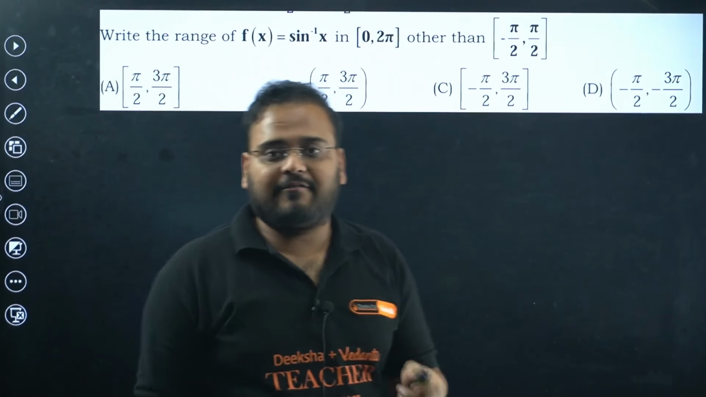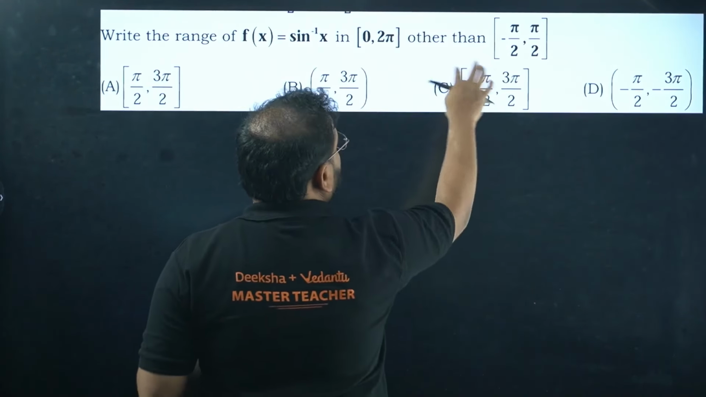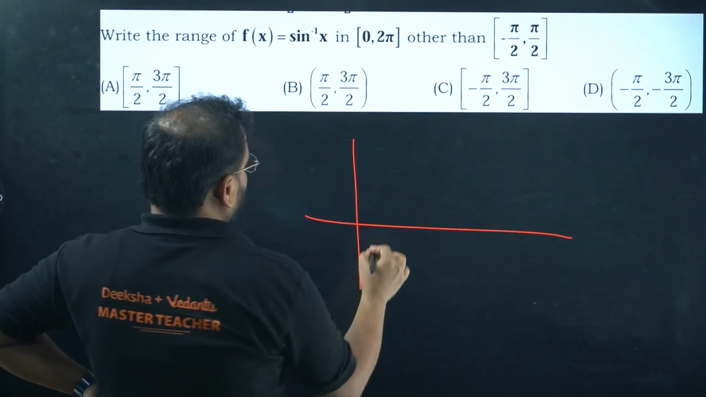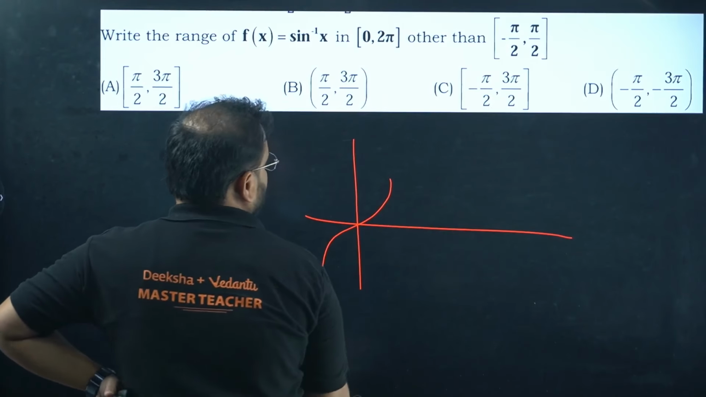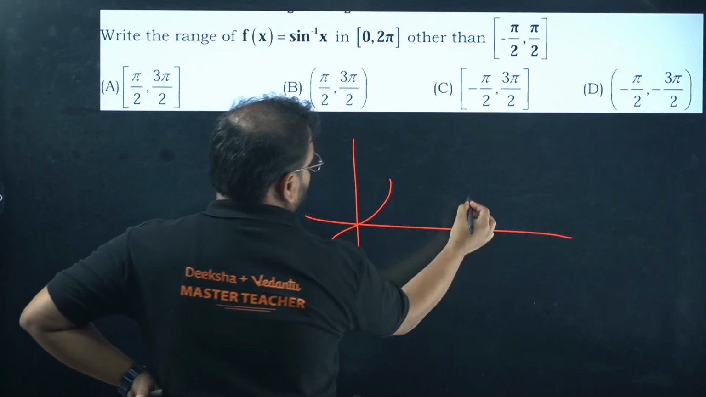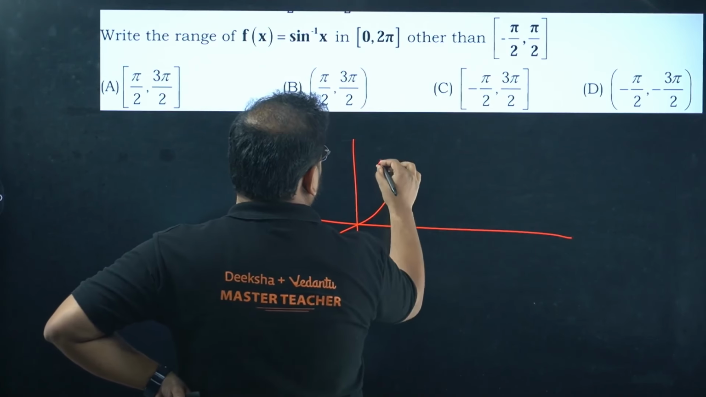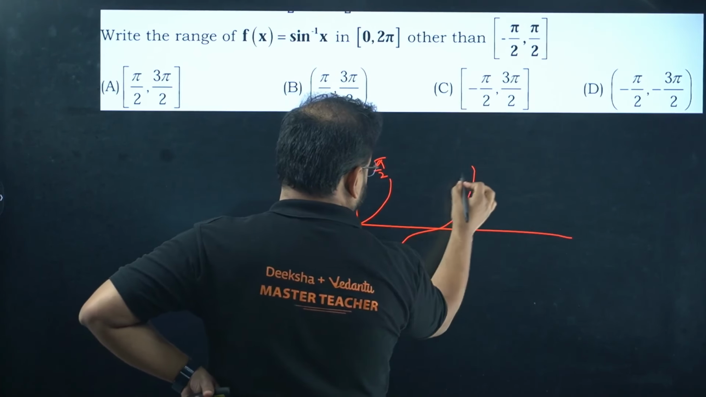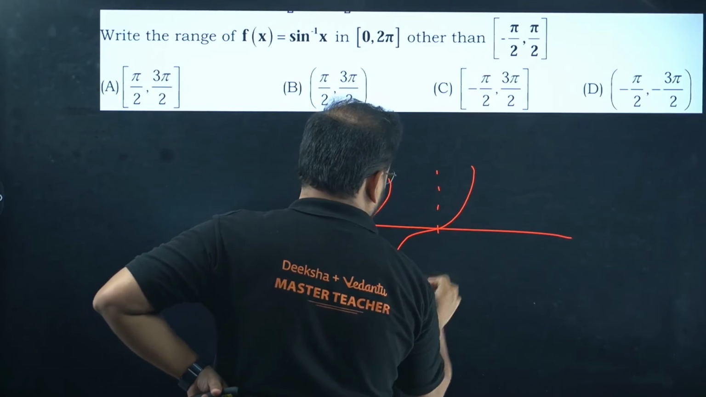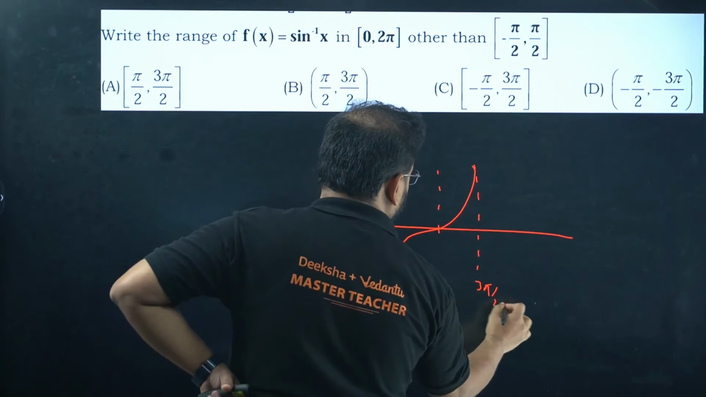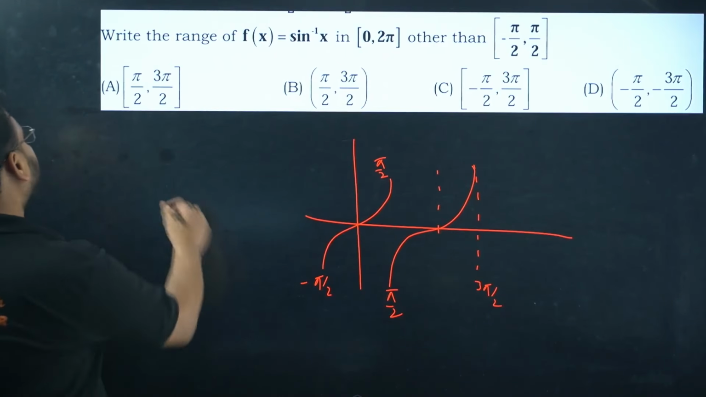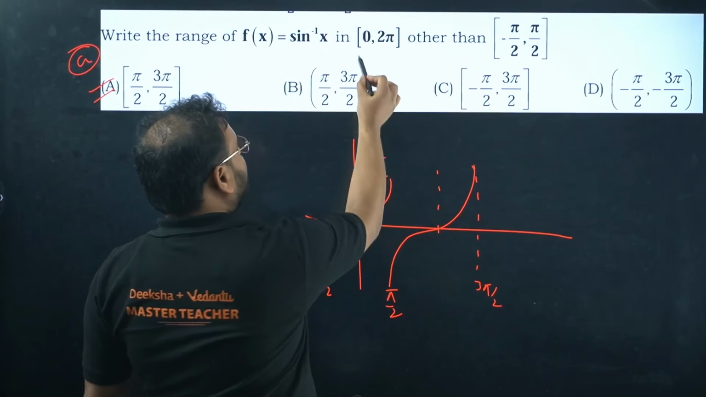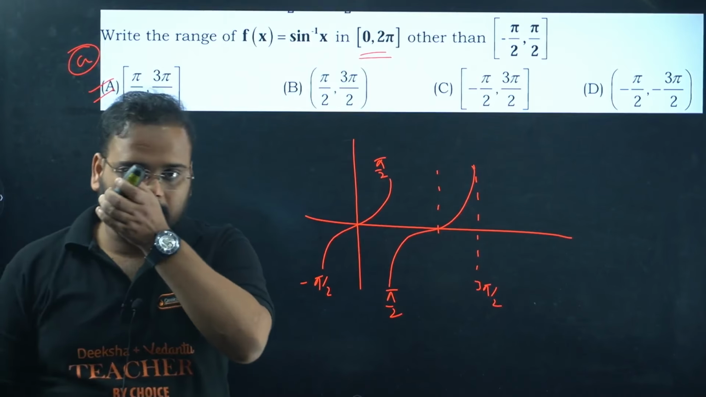Next is write the range of f of x, sine inverse in this interval other than this. Write the sine x graph. Okay. So check. This is it. First one. Okay. You can go like this again. This is minus pi by 2 to pi by 2. Again you'll go like this only. This will be what? Pi by 2 to 3 pi by 2. This seems right, and we can include both, so answer will be directly option A. Directly option A. These are not in the interval. We are looking for only 0 to 2 pi, not on this side. Okay, got it? Yeah.